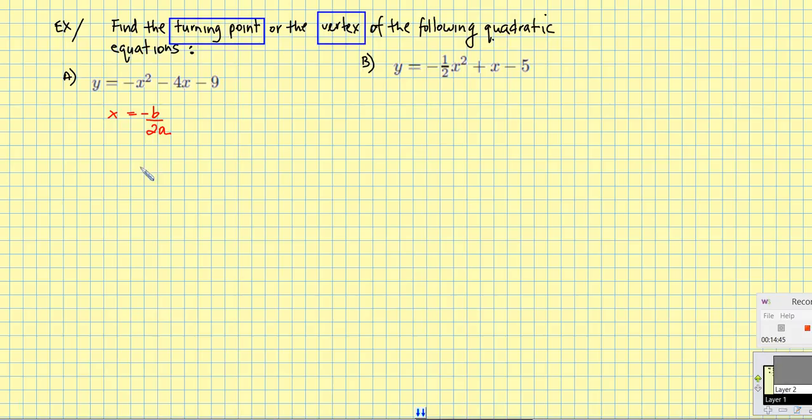So it would be negative 4 all divided by 2 times negative 1, which gives us 4 over negative 2, which equals negative 2. Therefore, I know that the x value is equal to negative 2, and therefore I substitute x equals -2 into the given equation to find the corresponding y value.